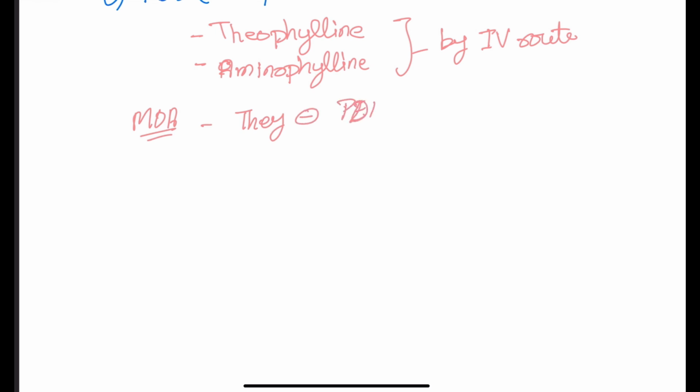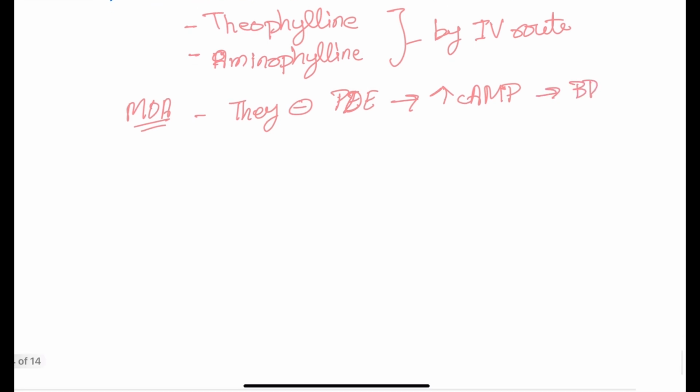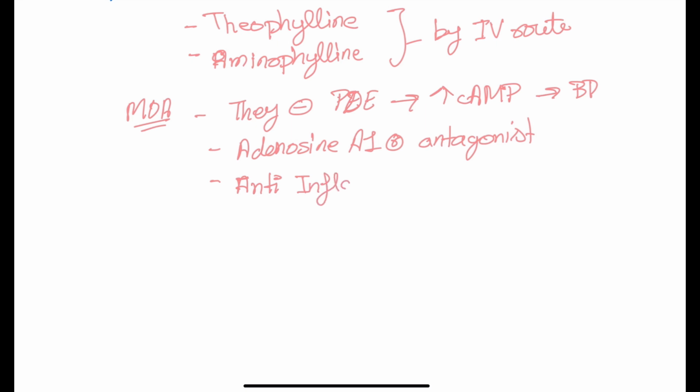Mechanism: they inhibit phosphodiesterase, thereby they increase cAMP. An increase in cAMP will lead to bronchodilation. Also, they are antagonists of the adenosine A1 receptor. They can restore the activity of histone deacetylase, which is an anti-inflammatory action.